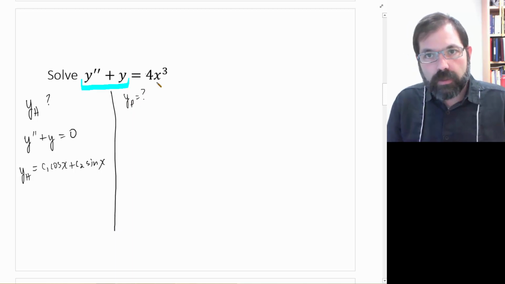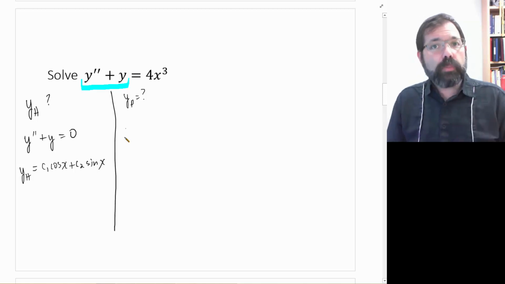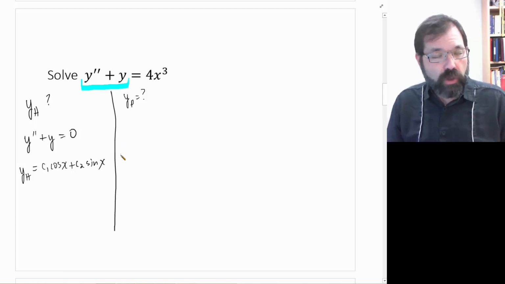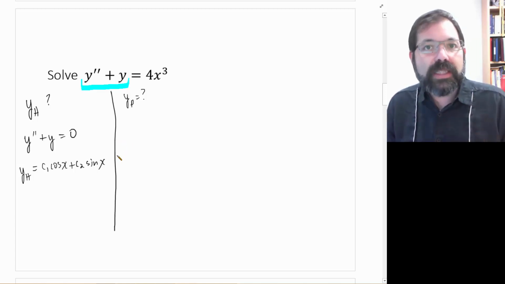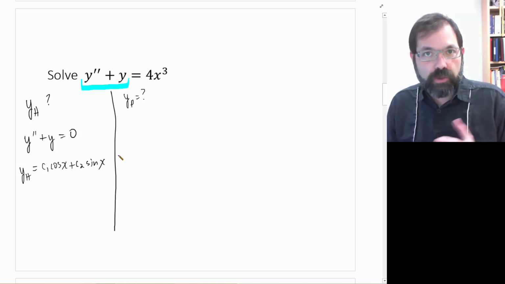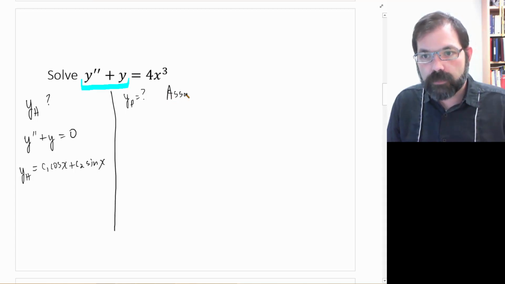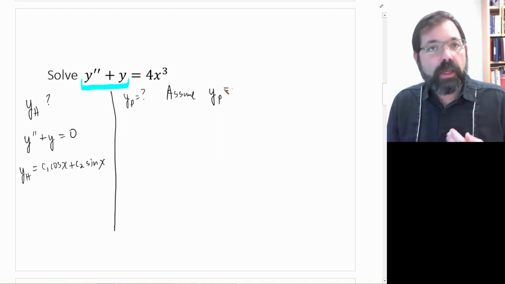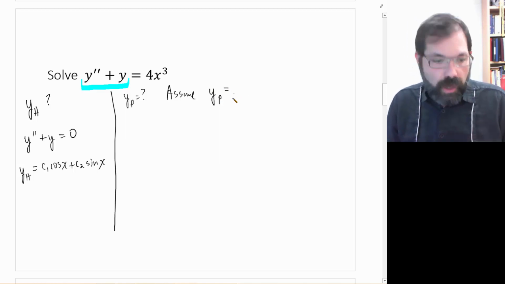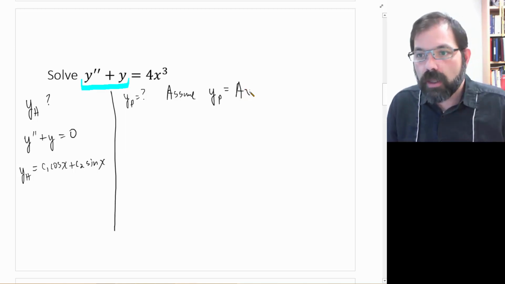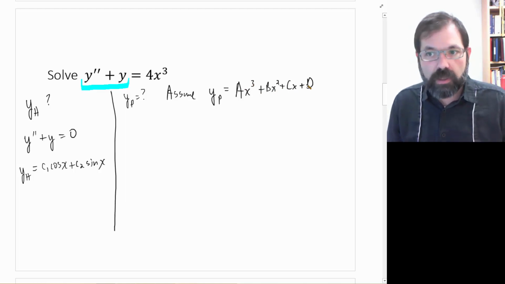Now, if we focus on the right-hand side, it's not exponential, it's polynomial. And so the assumption we make is that the y sub p is also a polynomial, and we assume that it has the same degree as that function, the 4x cubed. So what we're going to assume is a third degree polynomial: ax cubed plus bx squared plus cx plus d.